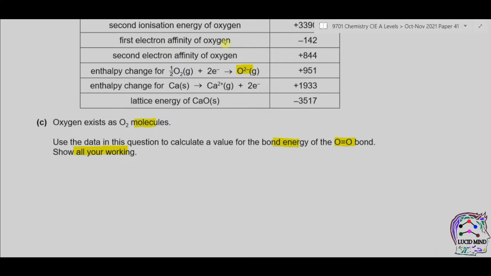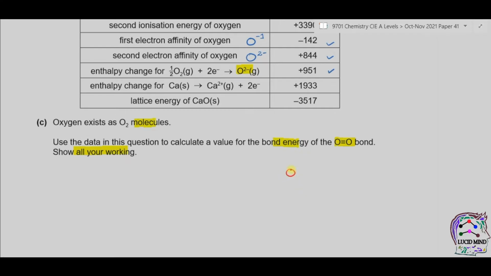In first electron affinity of oxygen, the oxygen atom is converted into O-. In second electron affinity of oxygen, O- will be converted into O2-. And we also have the direct change from oxygen atom to O2-, so we can use these three values and put them in a cycle to calculate the bond energy of the oxygen-oxygen double bond.